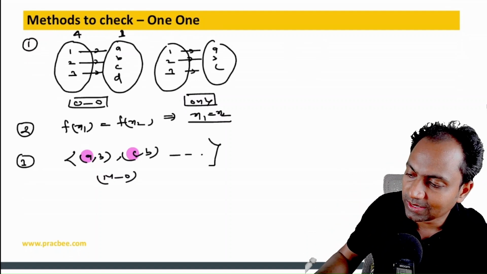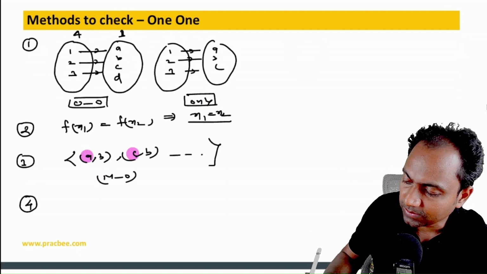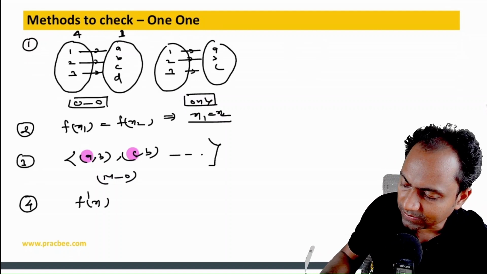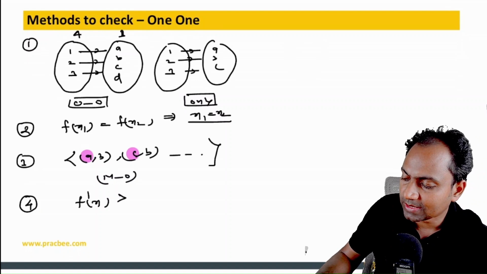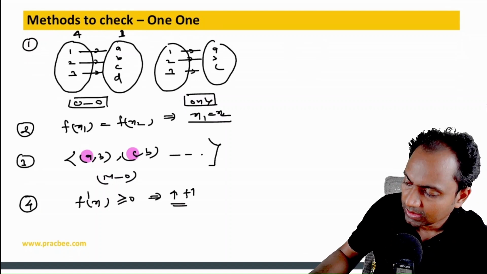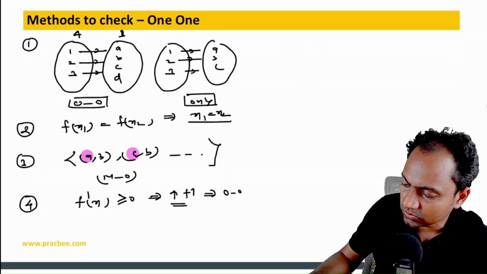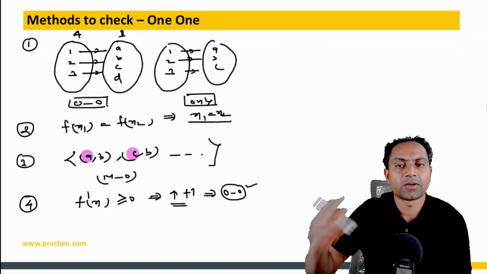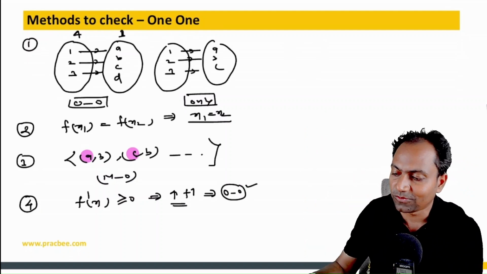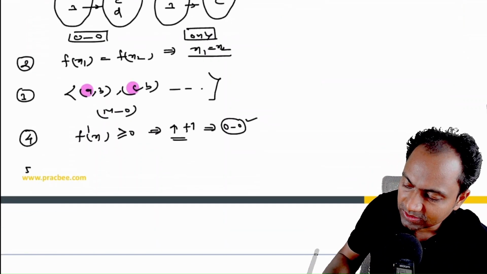Then the fourth and a little bit advanced technique is based on the idea of derivatives. So if we have f dash of x greater than or equal to 0, what I mean is, if you have an increasing function, in that case also the function is one-one. Because if it keeps on increasing, corresponding to one value of x, there is going to be one value of y only.